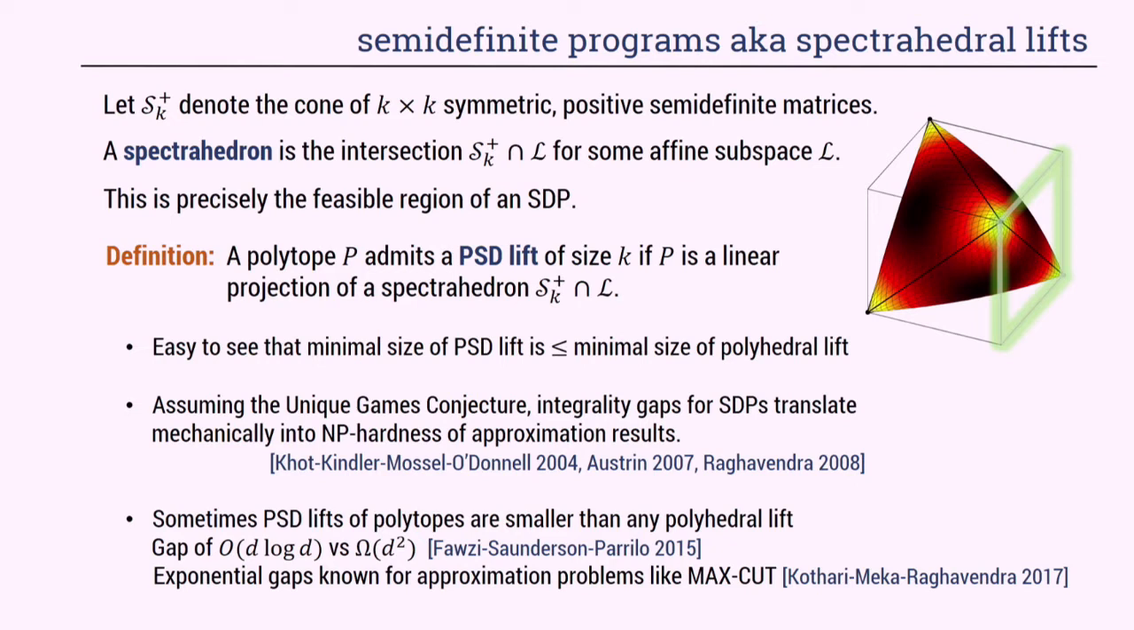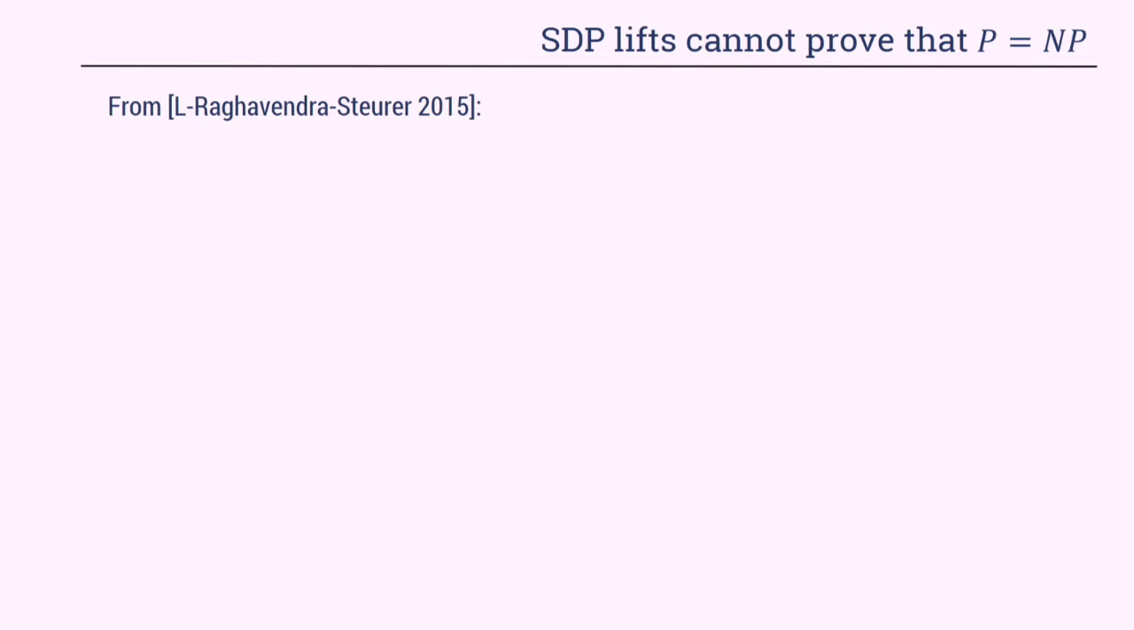Okay, so now the question that you might ask is, can semi-definite programs prove that P is equal to NP? Again, it's a very powerful model of computation. The methods for linear programs for understanding their power didn't seem to work, at least after a few years of effort. And so that's the main thing I'm talking about today, which is that it's not the case. So SDPs cannot prove that P is equal to NP. This is joint work with Prasad Raghavendra and David Steurer from 2015.